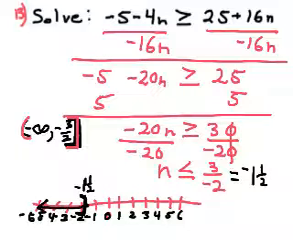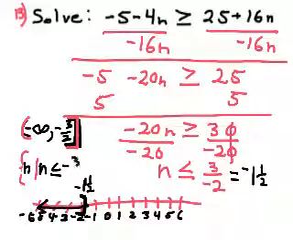Okay, and then in set builder notation, x such that, oh, it's n, I'm sorry. N such that n is less than or equal to negative 3/2. Okay, that's going to have to do it. Bye for now.